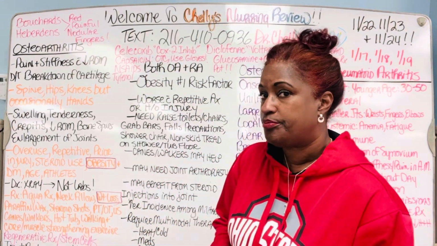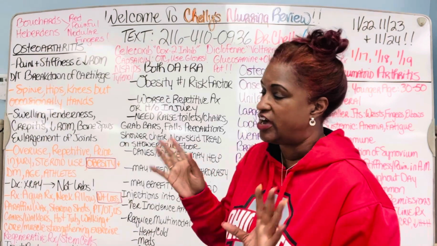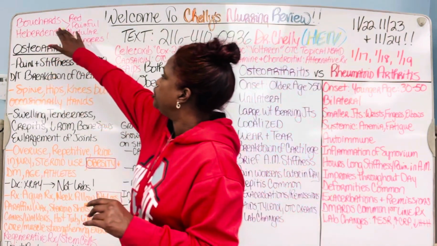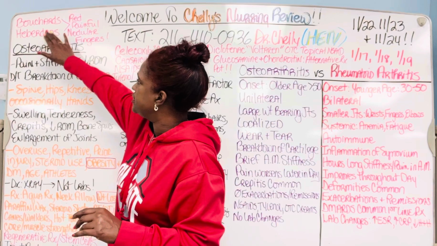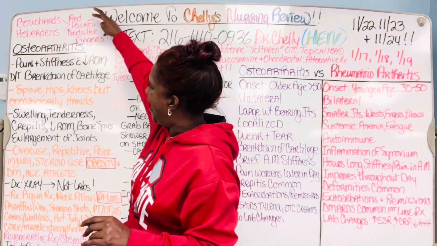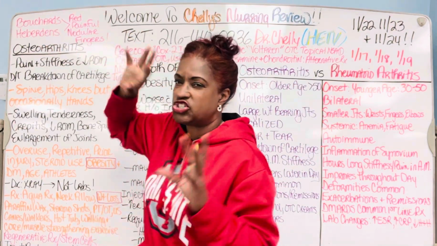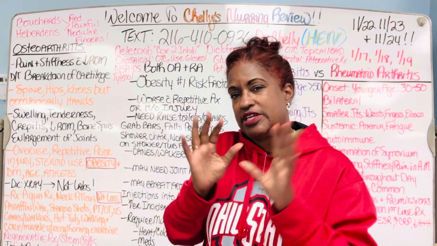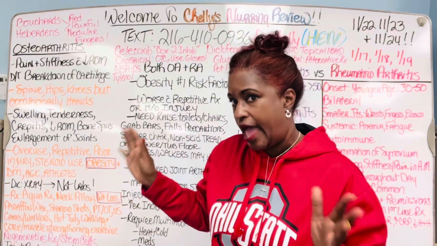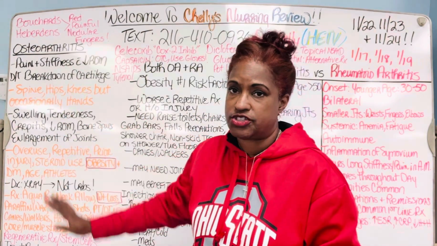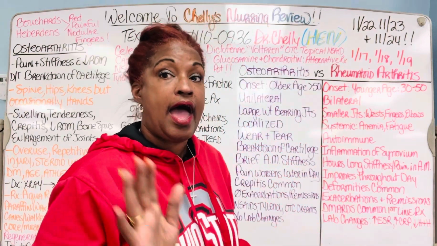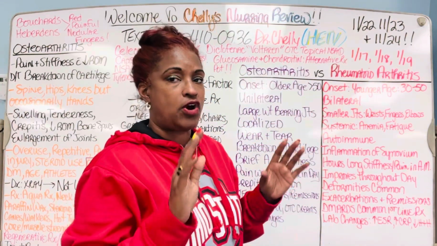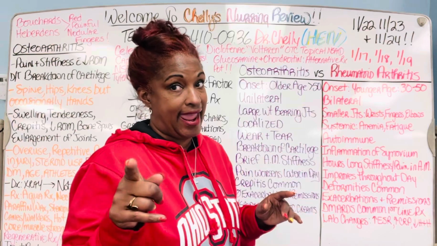Now, I did want to pull your attention to two funky $4 words. Bouchard's and Heberden's nodes are red, painful, nodular deformities on the fingers. That is something that is strictly osteoarthritis. So Heberden's is H for Heberden's and H for hand.